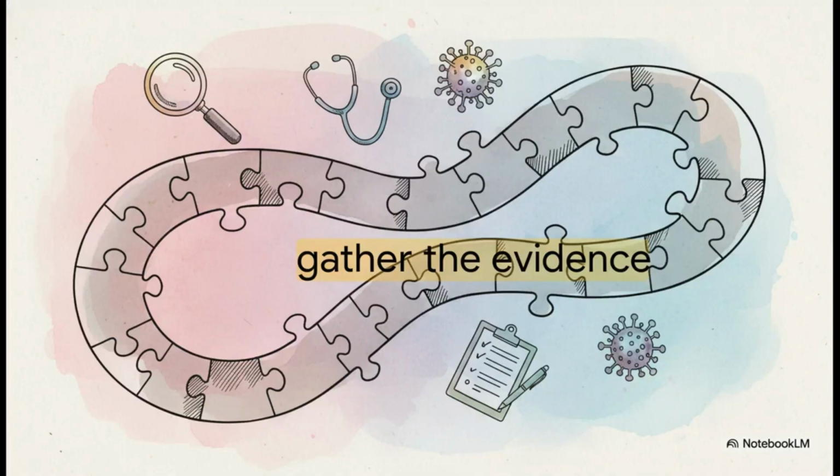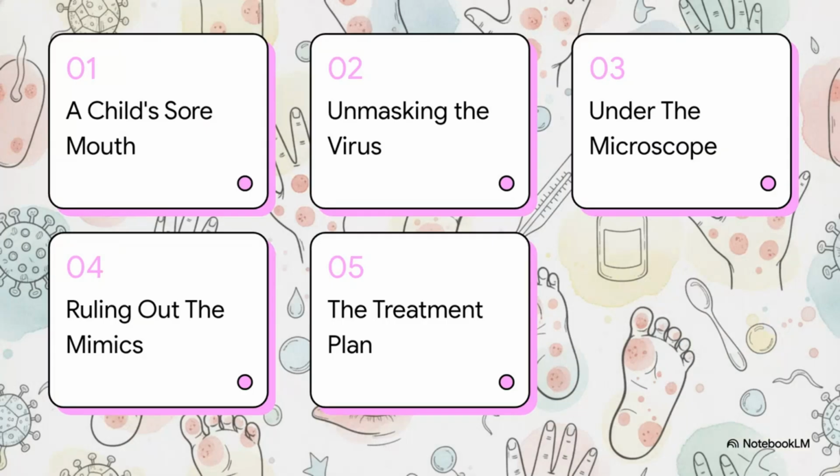Now, any good clinician knows you don't jump to conclusions. We're going to be methodical, we'll gather the clues, we'll analyze the signs, and we'll follow a logical path to figure out exactly what's going on. And here's our game plan. First, we'll look at the clinical presentation, what the patient actually looks and feels like. Then, we'll unmask the virus behind it all. We'll even take a quick peek under the microscope to see what it's doing. After that comes the really crucial part, ruling out the lookalikes. And finally, we'll put it all together and build a solid treatment plan.